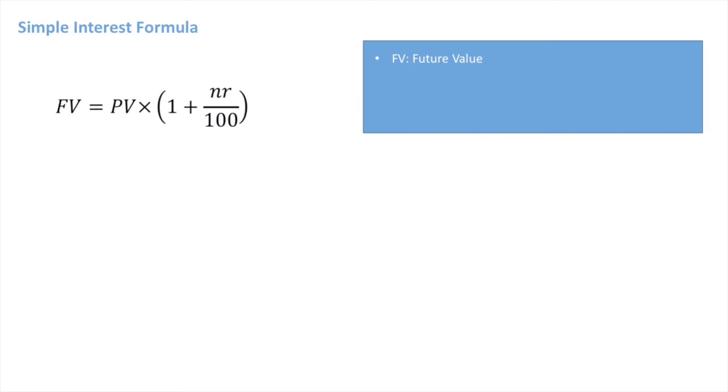FV is the future value of an investment. PV is the present value of the investment. R is the nominal annual interest rate, and that's expressed as a percentage. So for instance, if our interest rate is 8%, we would simply say R is equal to 8. N is the number of years of the investment, so the number of years we invest the money for.